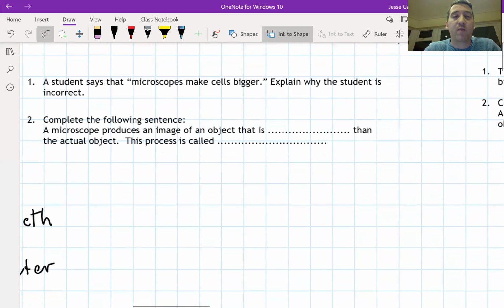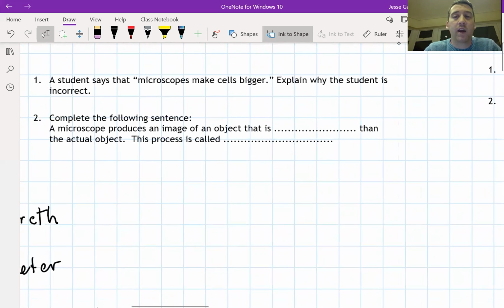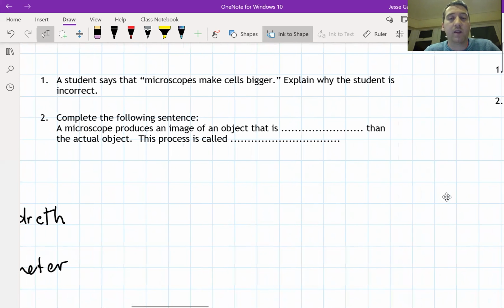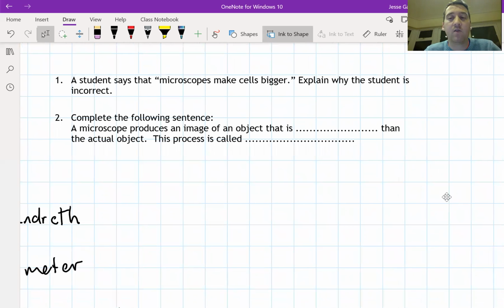What I want you to do is get your practice copy out, and we're going to do these first two questions. Make sure that you try these now, give them your best go. In the first question you have to say why the student is wrong. The student says that microscopes make cells bigger. Explain why the student is incorrect. And then the second one, you have to fill in the blanks. So I want you to pause the video and complete those now, please.